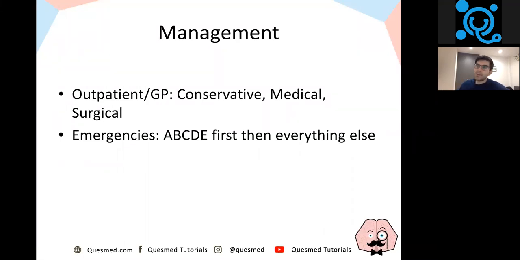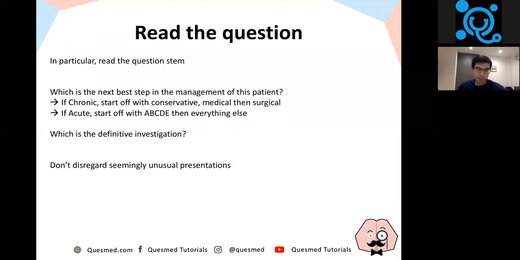And then again with management, more useful for finals but good to have an understanding of it: when someone asks you what the management is, you need to be thinking conservative, which is the simplest stuff, then medical, and then surgical. Medical is usually drug therapy, and surgical comes later on. And then for emergencies, as you probably know, ABCDE first, and then everything else. So that's management in a nutshell.